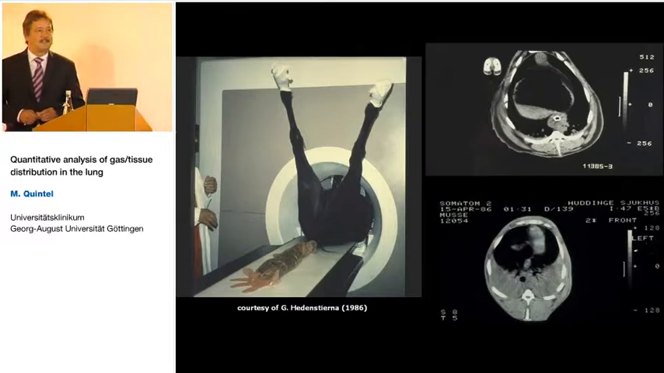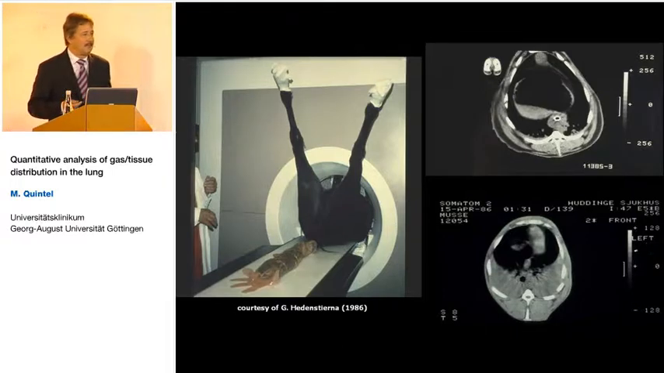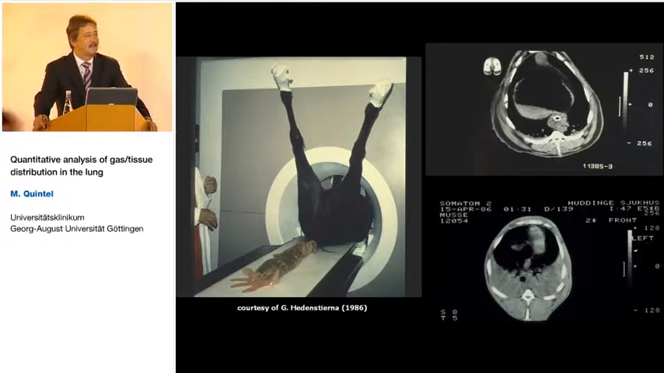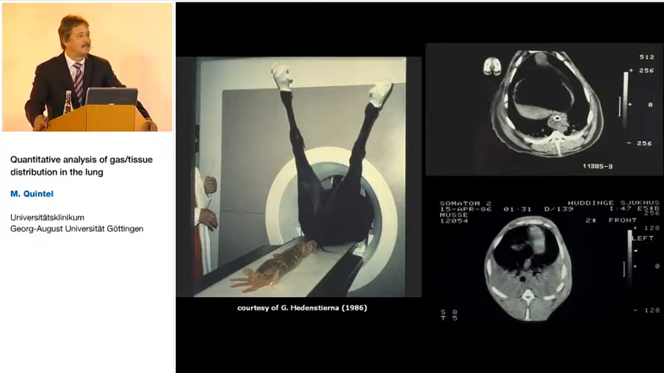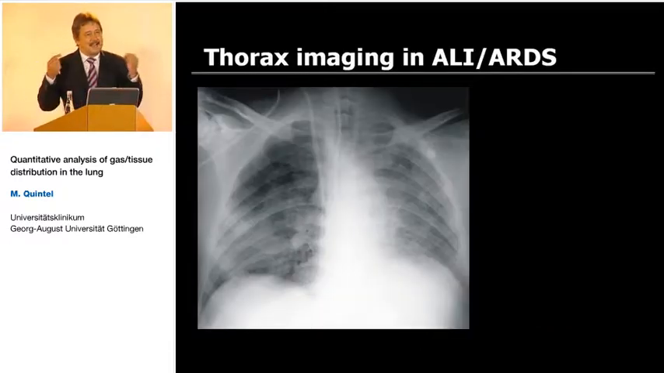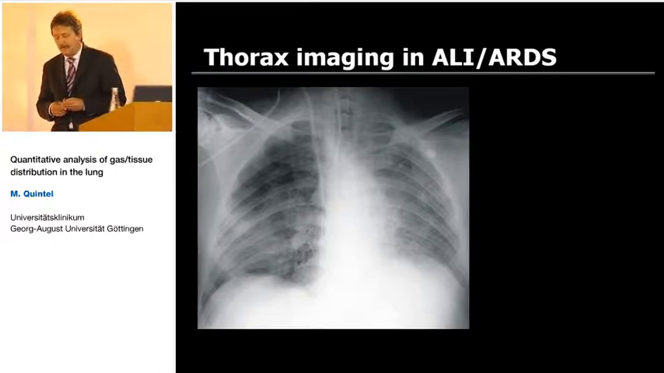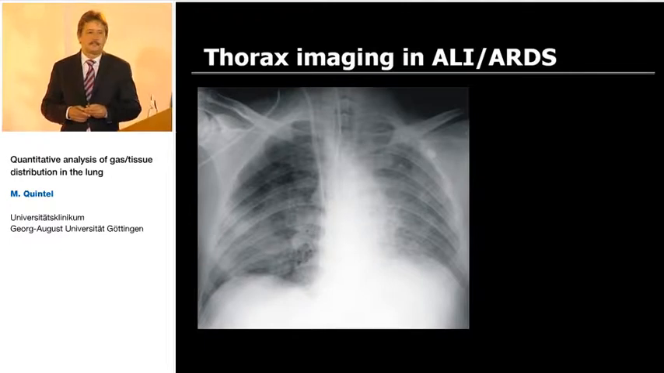Well, if we look back at the history of CT for thorax imaging, the guy who brought up CT scanning for thorax imaging was finally Göran Hedenstierna. And the very first animal he looked at was a pony. Of course, if you look at a pony, it takes some time to bring these results back to human practice.